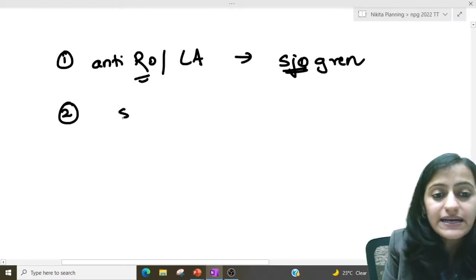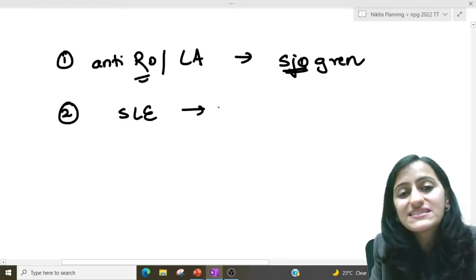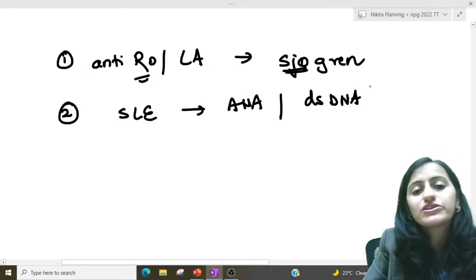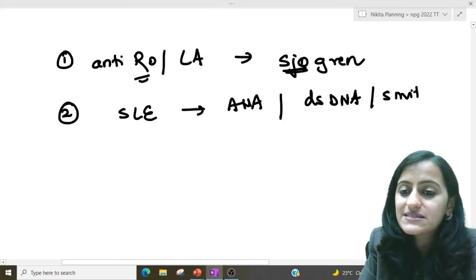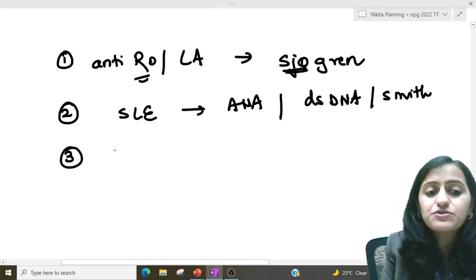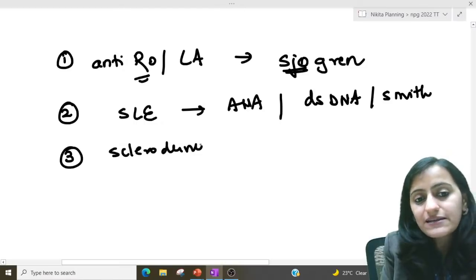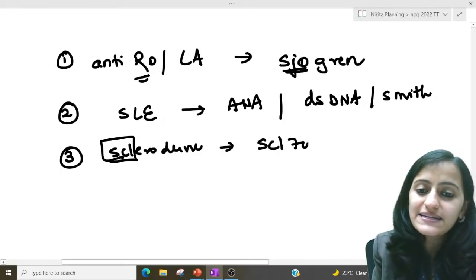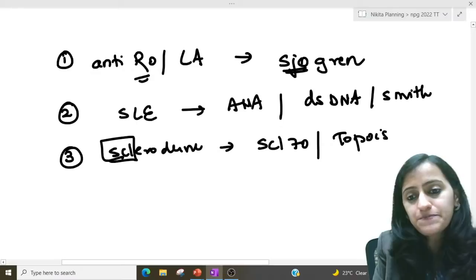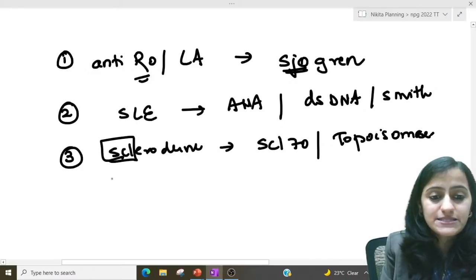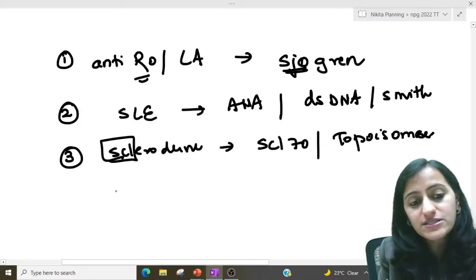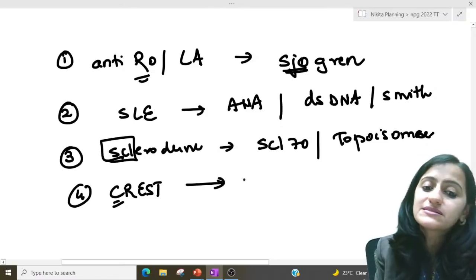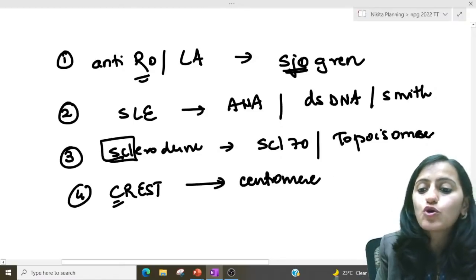Then you have in SLE, what are the antibodies? Most sensitive screening is ANA. Then we do dsDNA to look for the activity, and you have anti-Smith, which is very specific. Then you have scleroderma. What is the antibody in scleroderma? Remember, scleroderma is Scl, so it is anti-Scl70, which is basically topoisomerase. What do we have in limited sclerosis? That is the CREST syndrome. What is the antibody in CREST? Remember C4C. It is anti-centromere antibody.